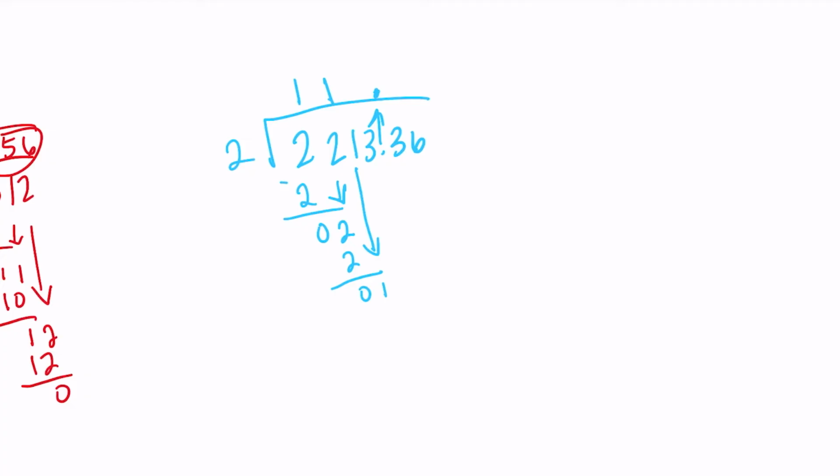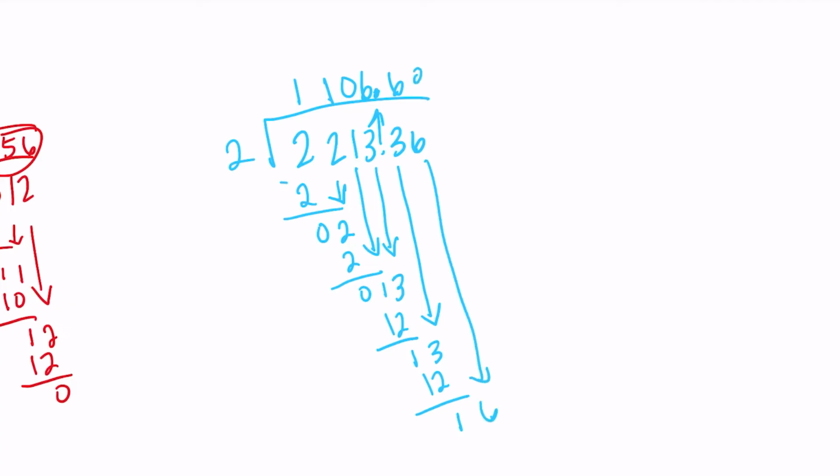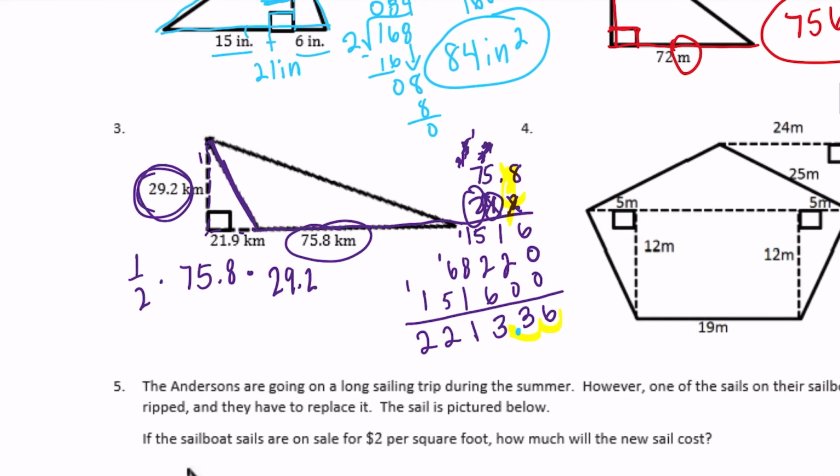Bring down the 1. 2 goes into 1 0 times. So I'm going to bring down a 3. 2 goes into 13, 6 times. That'll be 12. And 2 goes into 16 8 times. So we get 1,106 and 68 hundredths kilometers, or is it kilometers? Yes, kilometers squared. So 1,106 and 68 hundredths kilometers squared.